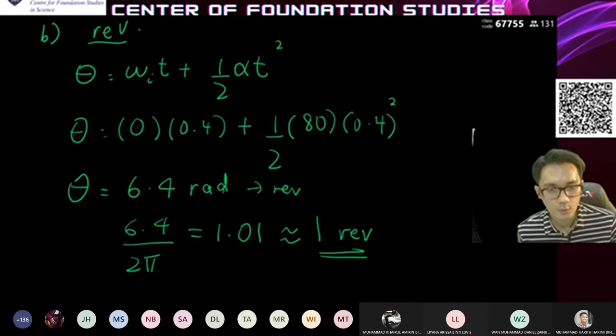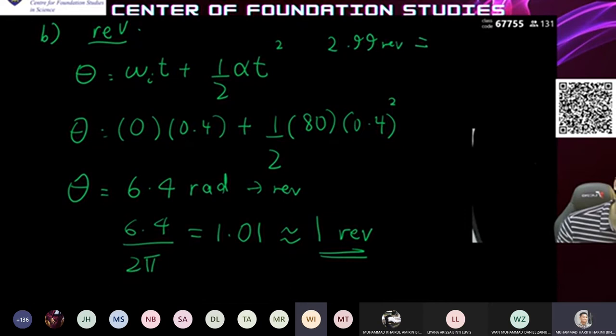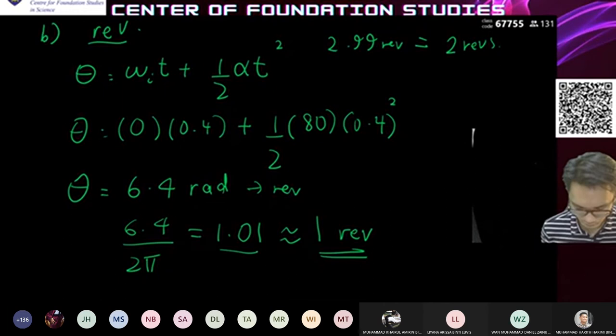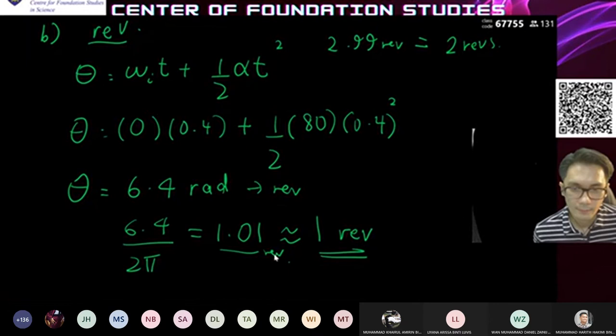If 2.99, what is the revolution? 2. Yeah, so it hasn't reached the third cycle. So it is still 2 revolutions. Okay, so in the assignment, you can write it up to 1.01 revolution, no problem. But maybe in MCQ, you must be careful about this. So you have to choose the correct answer. Alright, next.